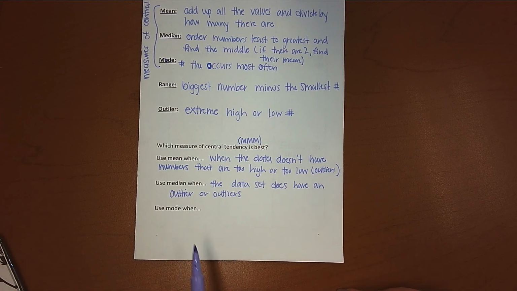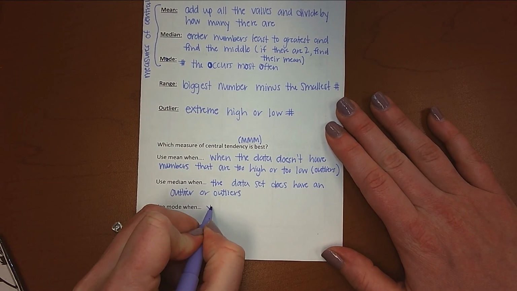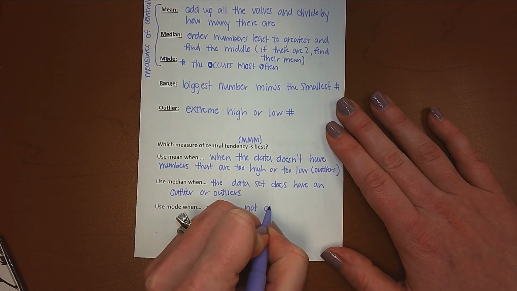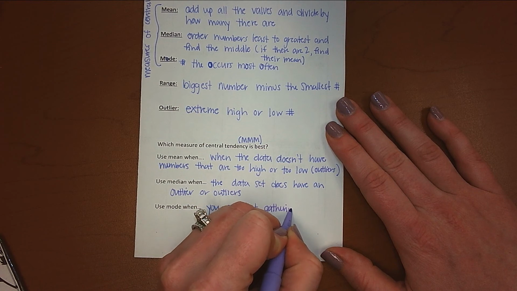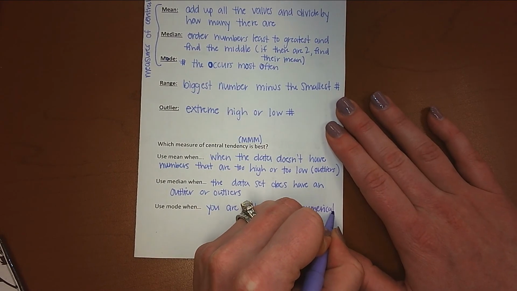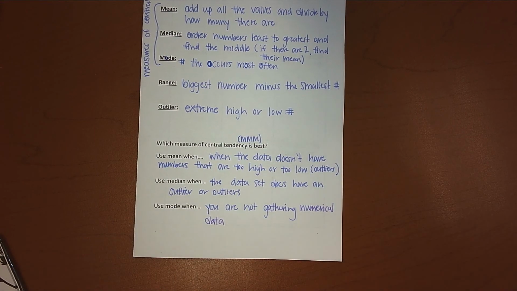And then we use mode when we ask for non-numerical data. So things like, what's your favorite sports team? When you are not gathering numerical data. Or if you're asking a yes or no question, you want to know who said what most.